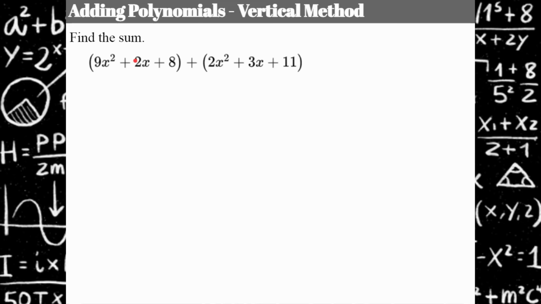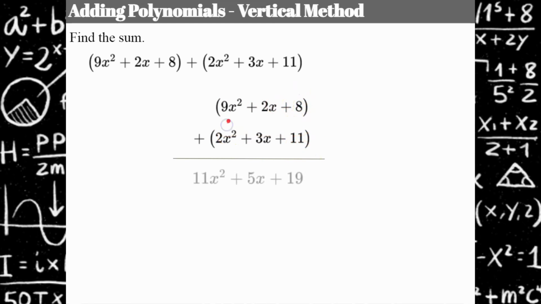So the first method I'm going to show you is what we call the vertical method. So that's when you stack them, old-fashioned adding, okay? And when you stack them, you want to stack them with their like term. Then it's just easy to add. 9x squared plus 2x squared, 11x squared. 2x plus 3x is 5x, and 8 plus 11 is 19. So the sum is 11x squared plus 5x plus 19. So that's the vertical method.